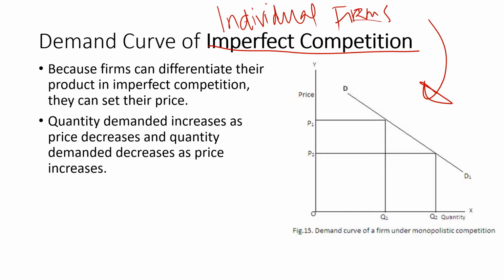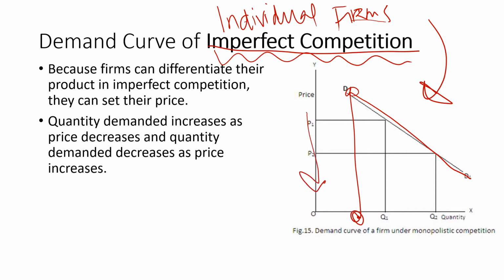So the individual firm's demand curve in imperfect competition slopes downward. Okay, so if we think about this in terms of Starbucks coffee, because Starbucks has differentiated themselves, it's not the same as a Folgers cup of coffee or a Great Value cup of coffee, but the more expensive their coffee is, the less that's going to be demanded. The cheaper their coffee is, the more that's going to be demanded.